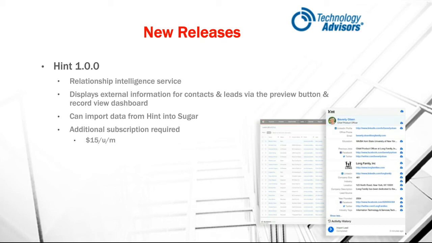You can import that data directly into Sugar just by clicking a button. And it's really fast, really simple, really easy to use. Hint is an add-on product to Sugar. It's produced and created by Sugar, but it is not included in any of the subscription plans. It does require an additional subscription of $15 per user per month.